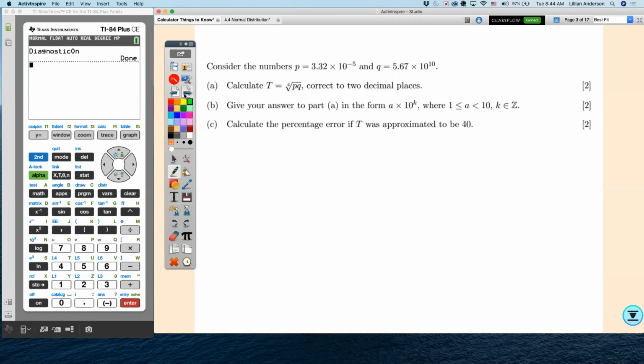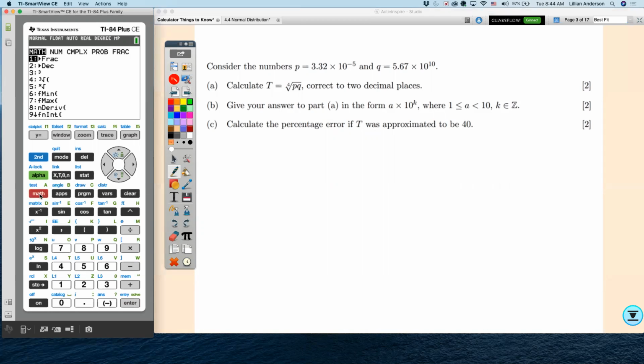You're going to multiply. I'm going to multiply them and then do the 4th root. And then of course you're going to round to 2 decimal places. So this particular question is making sure that you remember where to access the different types of roots, because you may have to take the 4th root, the 5th root, the 10th root of a particular number. Where is that located? Math, option 5.